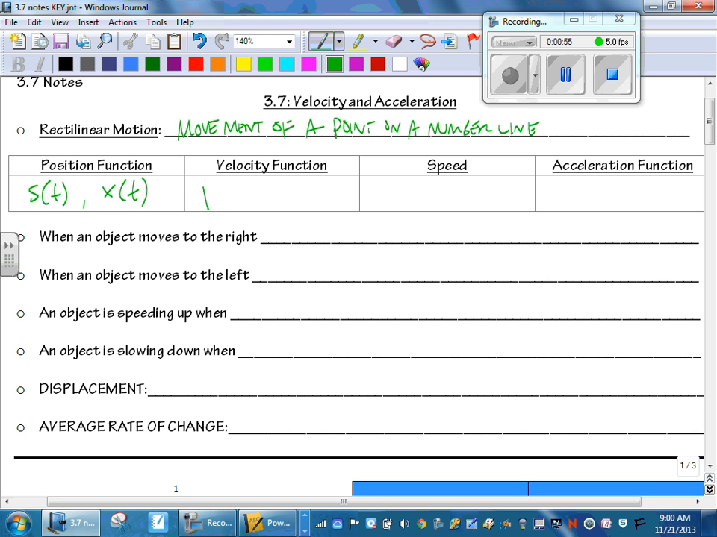Our velocity, remember, is the derivative of the position. And velocity takes into consideration direction. So when we have a positive velocity or a negative velocity, that means different things. We'll talk about that in a minute. But speed does not take direction into account. So velocity can be positive or negative, but speed has to be positive, and speed is going to be the absolute value of velocity. And then the last one here is our acceleration. Acceleration is the derivative of the velocity, and it's also the second derivative of position.